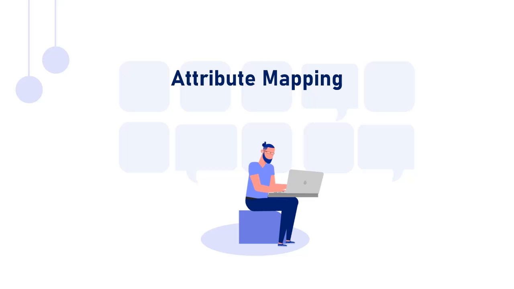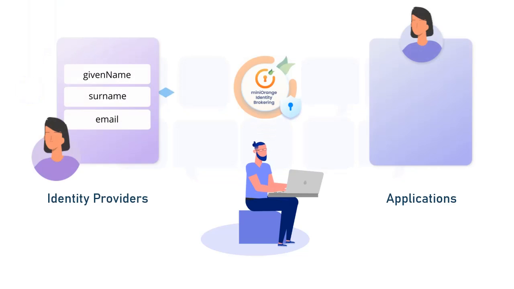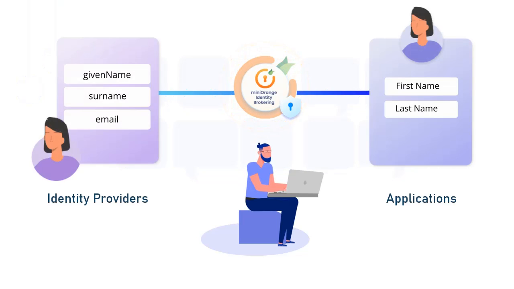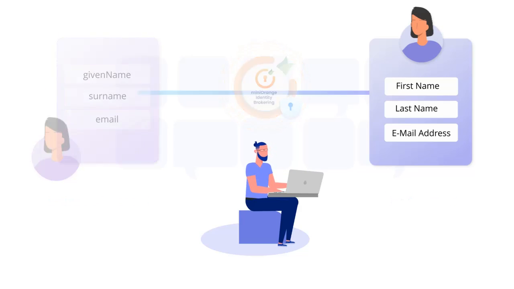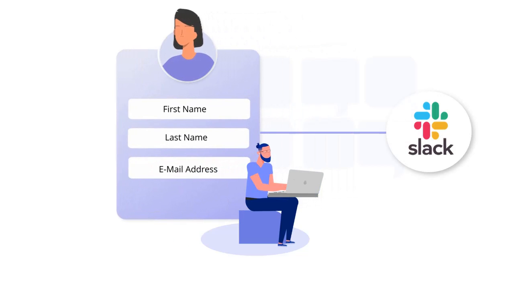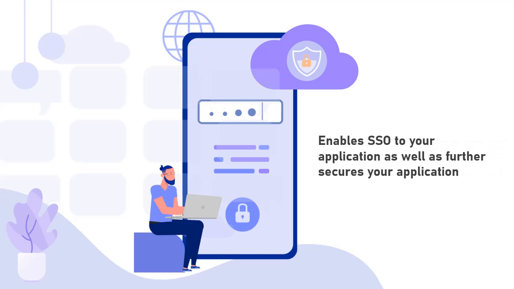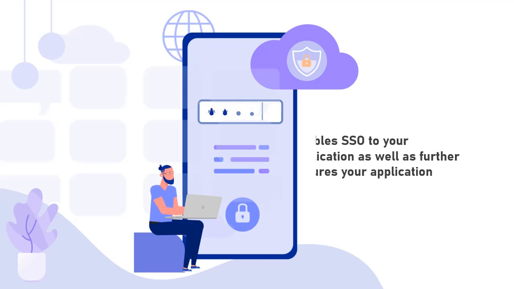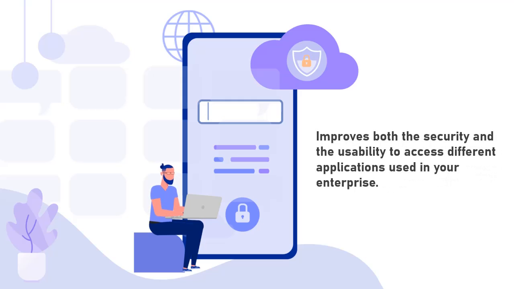The miniOrange brokering system also supports dynamic attribute mapping, which enables you to specify user attributes in apps, utilizing attribute information from the identity providers. This allows your users to be bootstrapped into the application with all of the essential information, allowing them to use it seamlessly. This not only enables SSO to your application, but also further secures your application. This improves both the security and the usability to access different applications used in your enterprise.